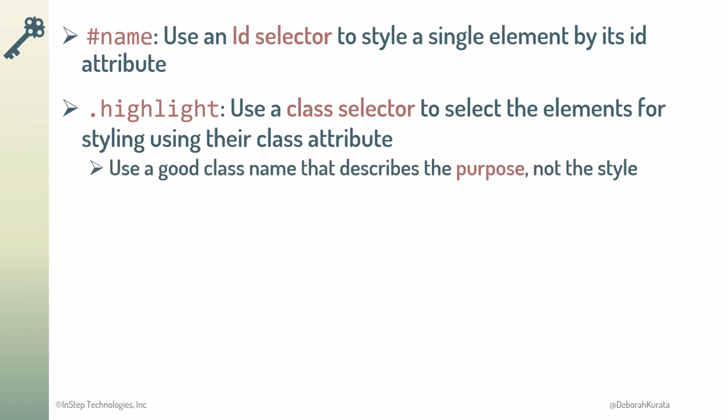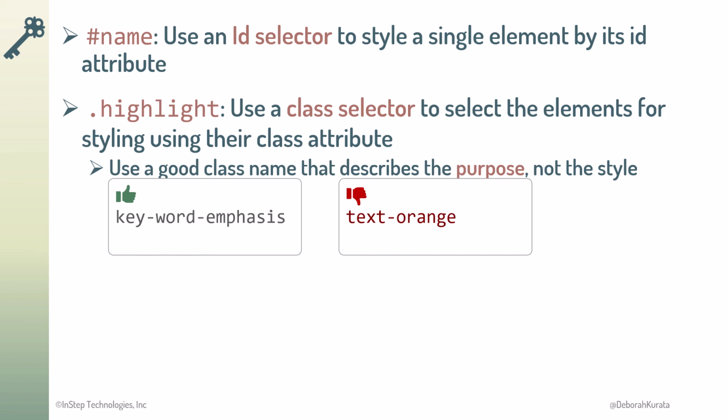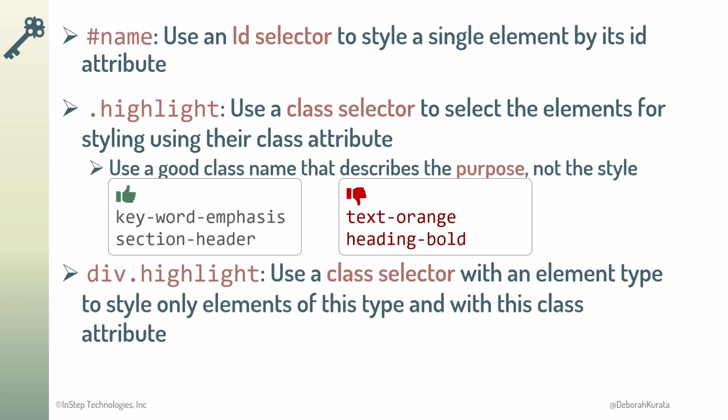Use a good class name that describes the purpose, not the style. So use key-word-emphasis instead of text-orange, and section-header instead of heading-bold. That way, if the style later changes, the class name still makes sense. Class selectors are often the best choice for selecting which elements to style. Combine a class selector with an element type to style only elements of that type and with that class attribute. Let's check out the attribute selector next.